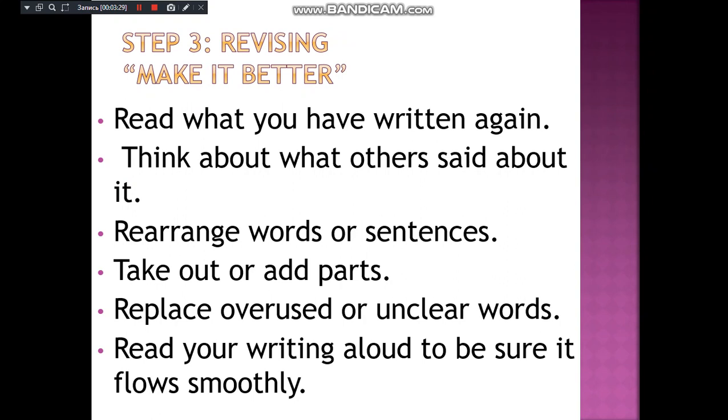The next, rearrange words or sentences. Maybe you can use, instead of one word, another word that sounds better. Take out or add parts. You can take out parts that you think are not necessary, and you can add parts that you think are necessary. Replace overused or unclear words. Read your own writing aloud to be sure it flows smoothly.